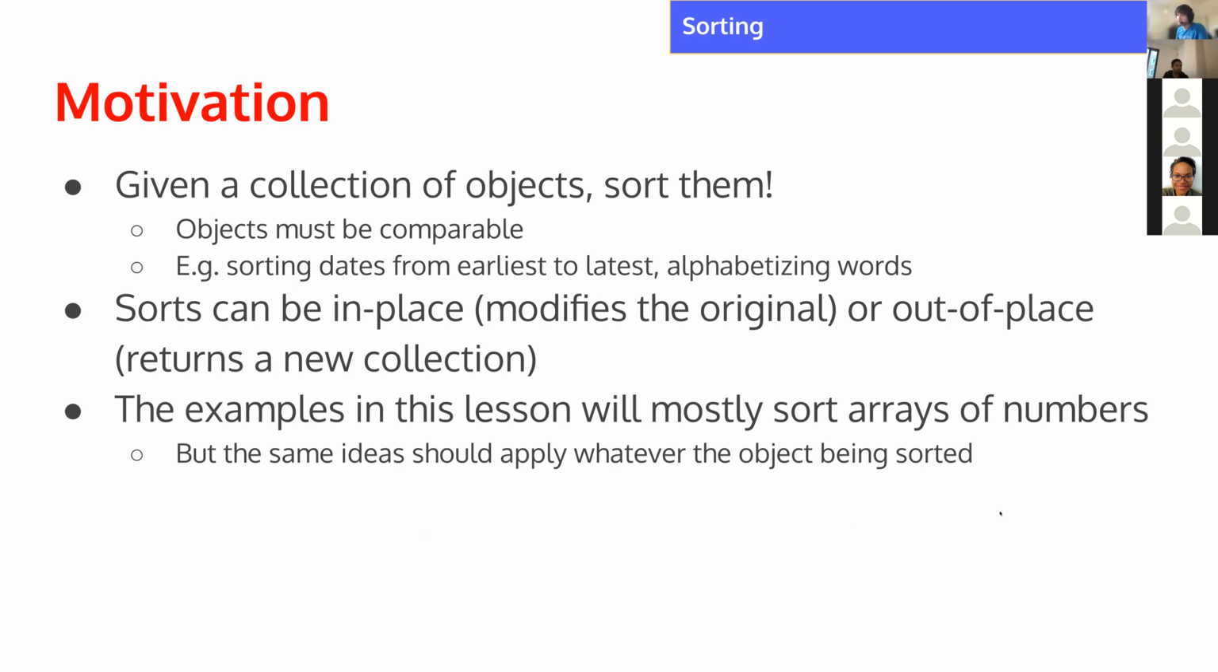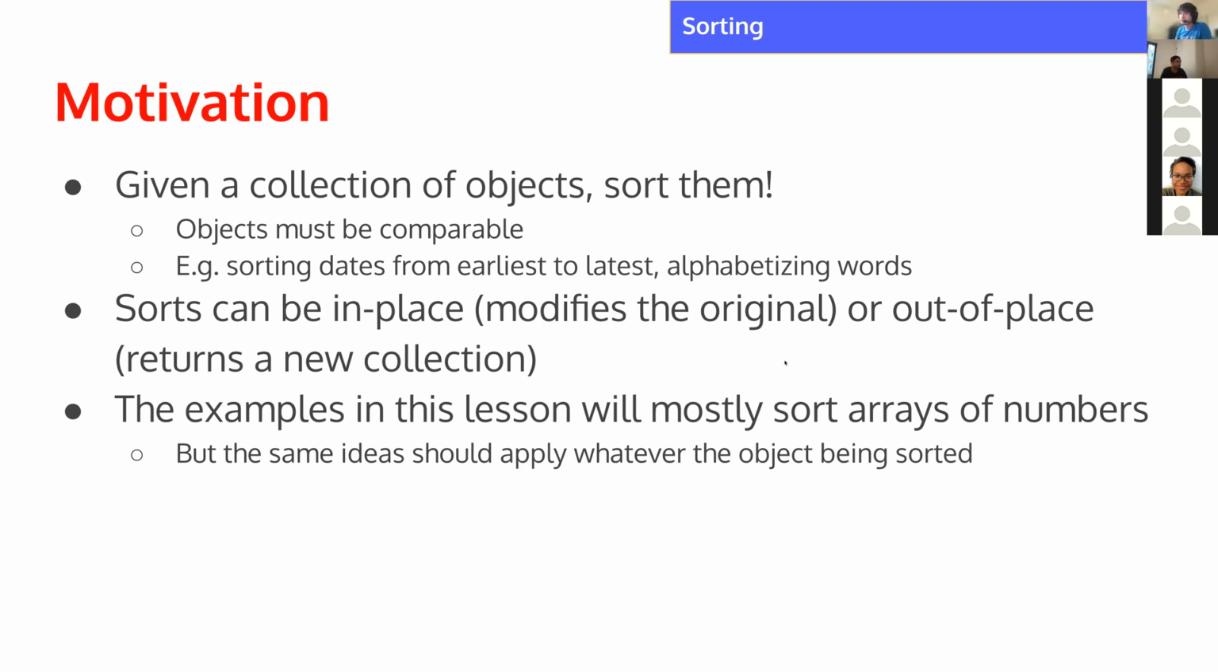Frequently when you see sorts, it'll be using numbers, especially arrays of numbers, and most of the examples we're going to go through will be exactly that. But one of the key things to remember is that sorting can apply whatever the object being sorted. Maybe you have people and you want to sort them by height. There are plenty of examples and a lot of the same principles are going to apply.